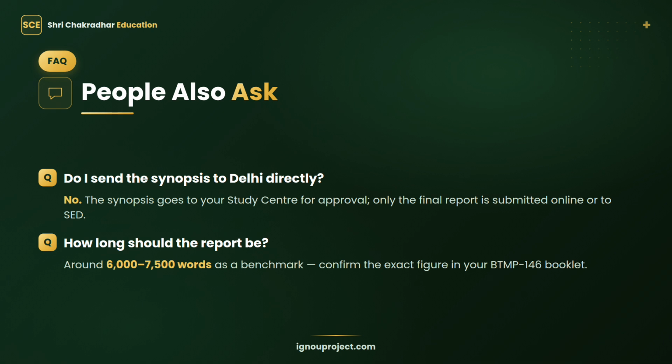Do I submit the synopsis to Delhi directly? No. The synopsis goes to your study center for approval first. Only the final report is submitted online or to the evaluation division. And how long should the report be? Around 6,000 to 7,500 words as a benchmark. Confirm your exact figure in the BTMP-146 booklet.